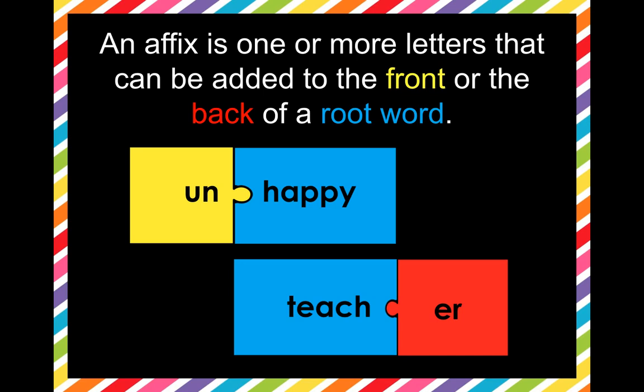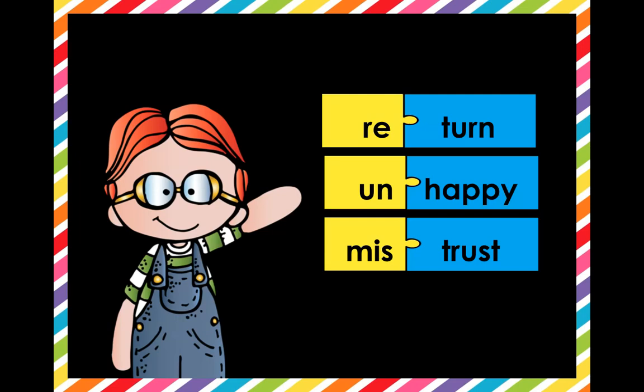An affix is one or more letters that can be added to the front or the back of a root word. For example, we added an affix to the beginning of the root word happy. Then we added another affix to the end of the root word teach. Those are called prefixes and suffixes.